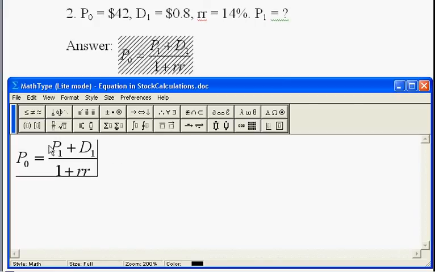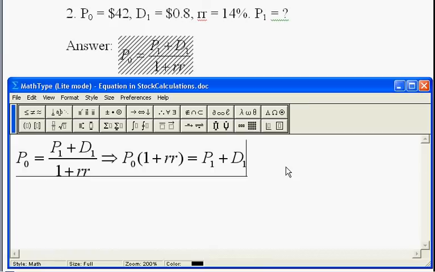So again, my goal is to single out this future price and express the future price using the current price, future dividend, and 1 plus the required rate of return. So the first thing I do is multiply both sides by 1 plus the required rate of return. Then I will get P0 times 1 plus required rate of return, that equals what's in the numerator here: future price plus the future dividend.